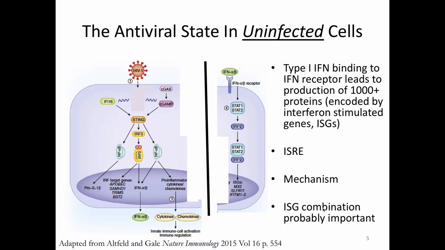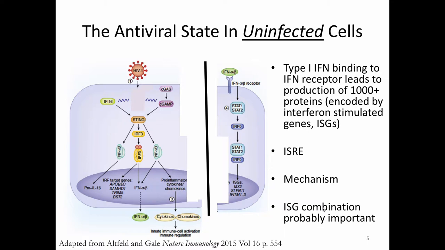In general, these proteins have a name as a group. And that name that they have as a group is that they are ISGs, or interferon-stimulated genes. So if you stimulate a cell with interferon, the result is you make interferon-stimulated genes. There are thousands of interferon-stimulated genes. We know how some of them work, but we don't know how all of them work.